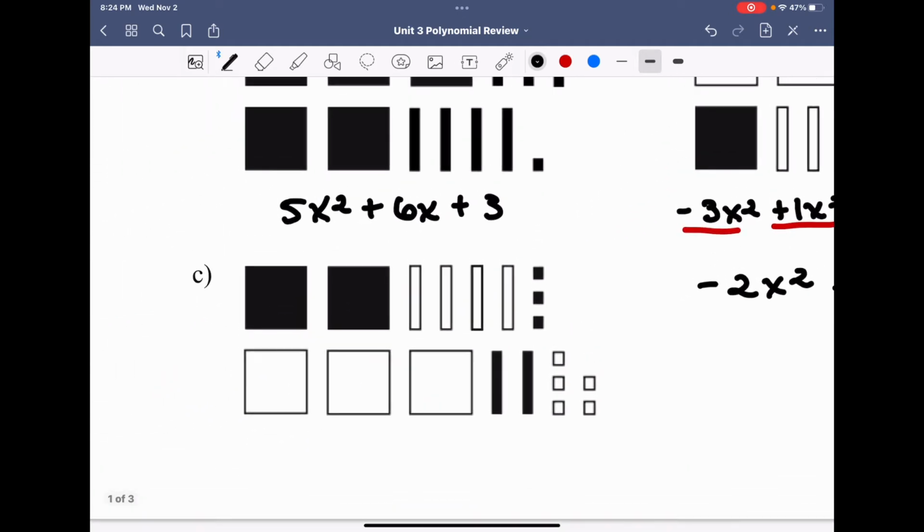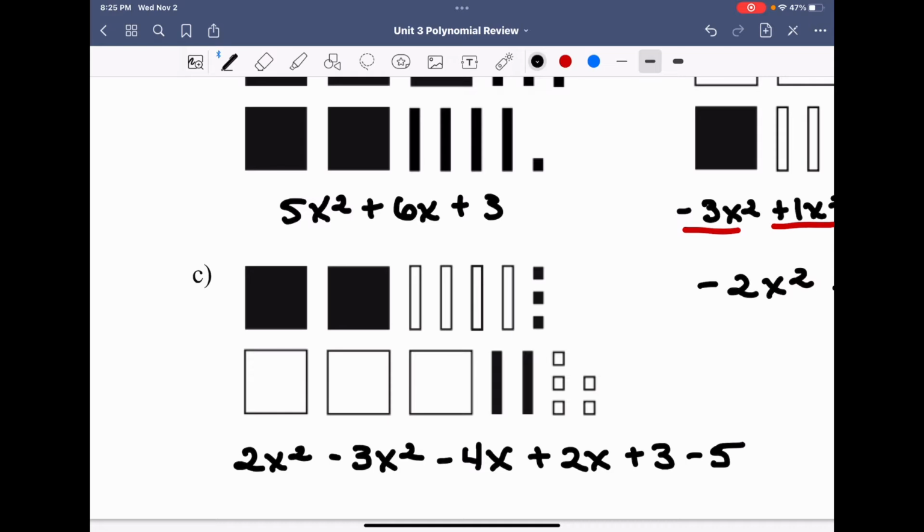Now, I go down to example C. I have positive 2x squareds, which are here. I have negative 3x squareds, which represent the unshaded part. I have negative 4x, or negative 4 of the unshaded rectangles in this case, so the longer skinny rectangles, plus 2x. I have plus 3, which represents the shaded 1 tiles, and then finally minus 5 for the unshaded 1 tiles.